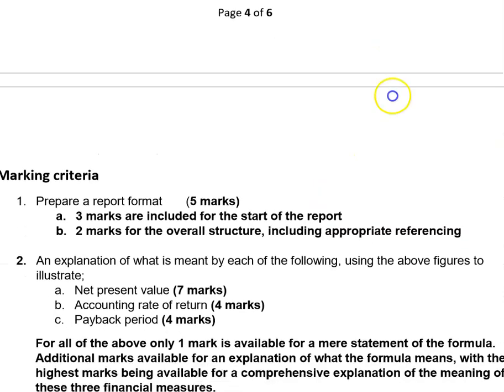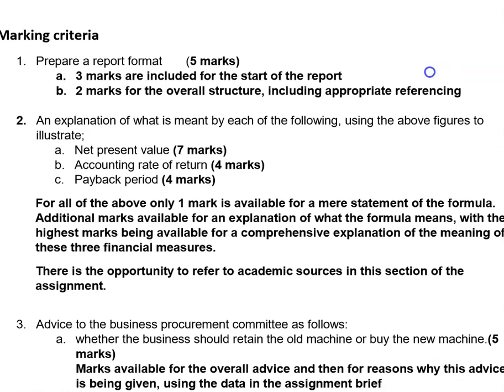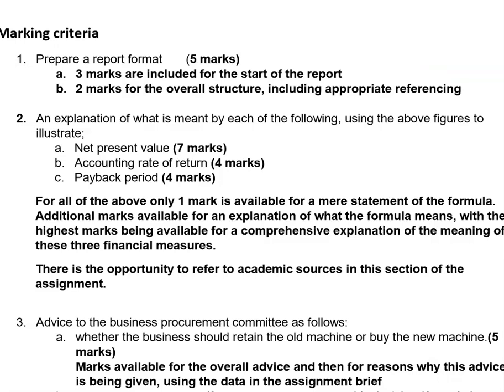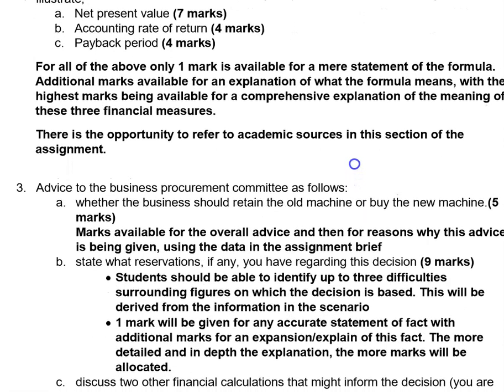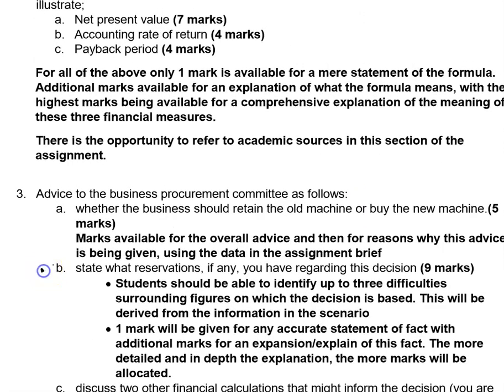The final page of the assignment gives you a detailed marking criteria. It breaks down where the marks are in a more thorough way. I will explain 1 or 2. For example, we've got in part B, students should be able to identify up to 3 difficulties surrounding the figures on which the decision is based. This has to be derived from the information in the scenario.